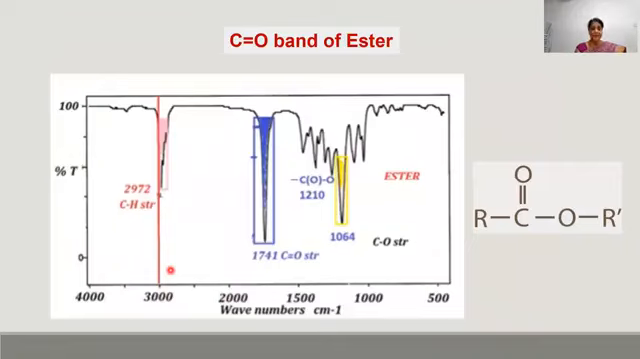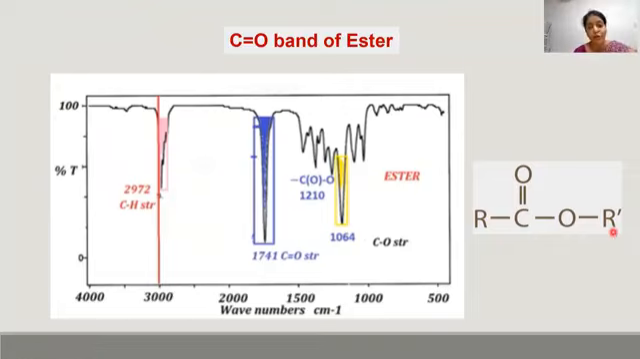Next, in the case of esters. In esters, this is the carbonyl group. The carbonyl frequency, C double bond O, is observed at 1741 centimeter inverse, and the two alkyl groups show absorption below 3000, CH stretching. Two carbon oxygen stretchings are there: one where the carbon is sp2 hybridized, sp2 carbon oxygen, and the other sp3 carbon oxygen.